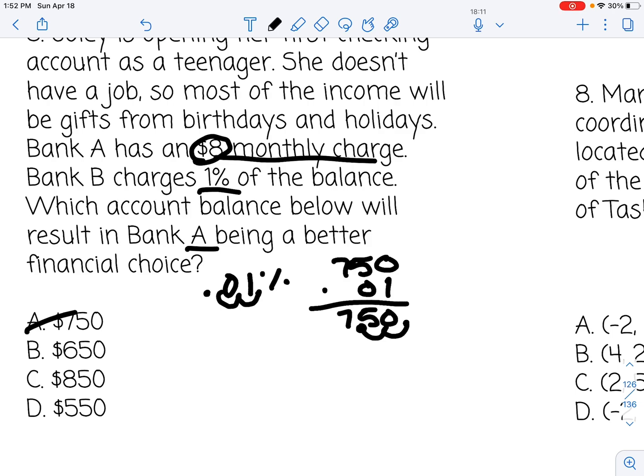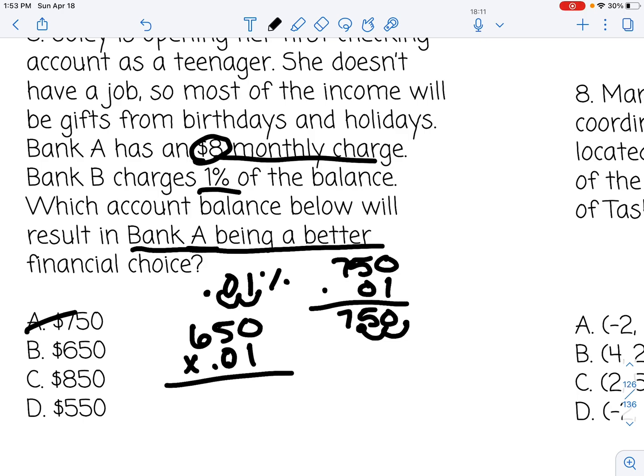We want to find which would result in bank A being the better choice. So we want to stay under the $8 fee. So if we go through here, notice that we multiplied this and we moved 2 decimals to the left. We would do the same thing to 650. Which would become $6.50. 1, 2. So that one too. So $550 would still be under, because that would be $5.50 if you follow the same pattern in multiplication. So this one would become $8.50.